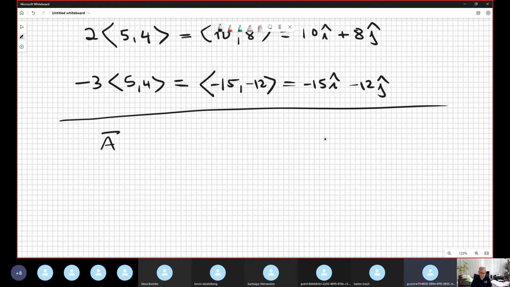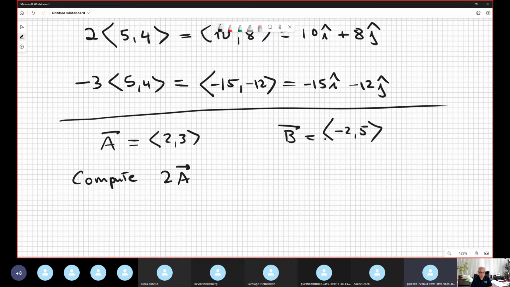Suppose another problem, suppose case A is given. I change the letter, no B anymore. A is a vector, 2,3. And B is another vector, negative 2,5. In 2 dimensions, we are working in 2 dimensions. And you have to compute 2A, comma 3B, comma 2A plus 3B, comma 2A minus 3B. Let's do it.